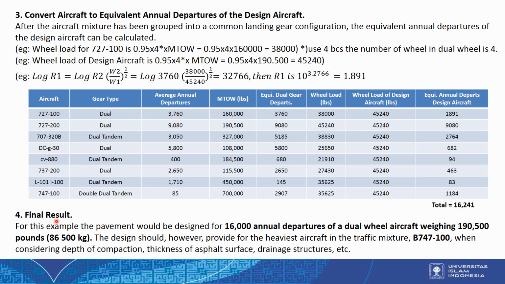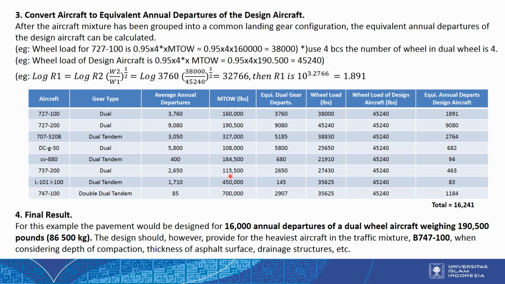So for the final result, for this example, the pavement will be designed for around 16,000 annual departures of dual-wheel aircraft weighing here 100,000 and 90 and 500 pounds, and the design should, however, provide for the heaviest aircraft in the traffic mixture, B747-100. Where will we get this? We will get this from this.